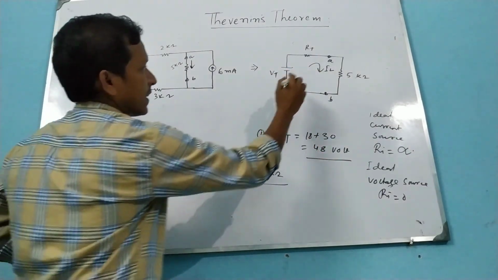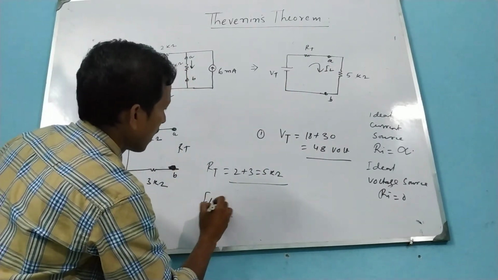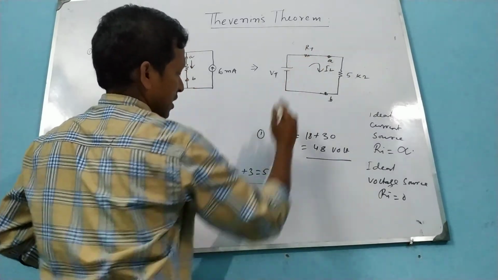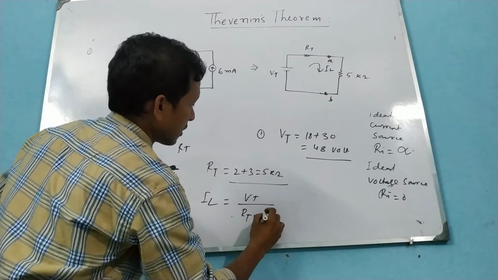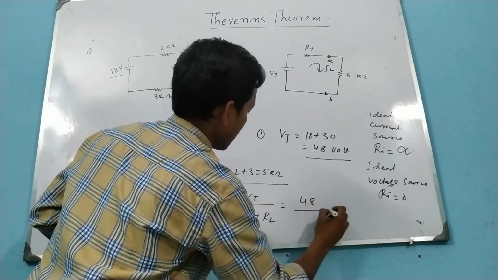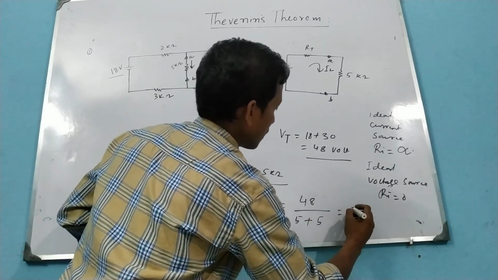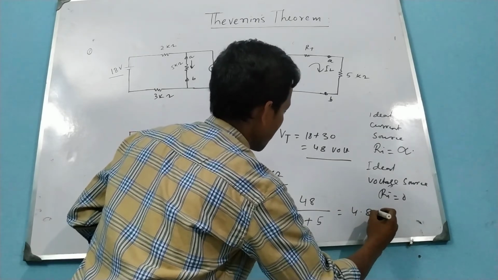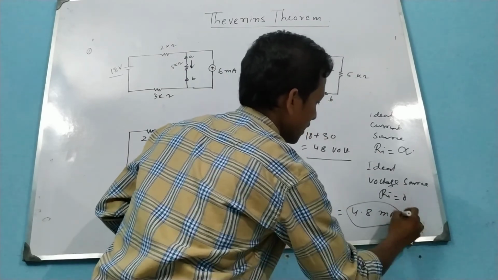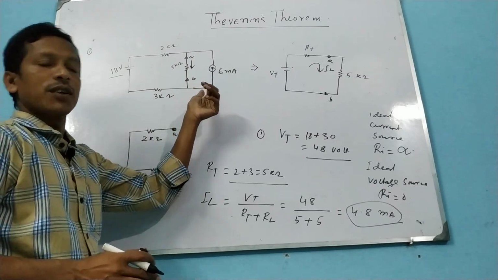So the current flowing through the 5 kilo ohm resistance will be IL equals Vt divided by the total resistance in the circuit, RT plus RL. Vt is equal to 48, RT equals 5 and RL is equal to 5, so 4.8. This is volt and this is kilo ohm, so 4.8 milliampere. So this is the current flowing through the 5 kilo ohm resistance. Okay, thank you.